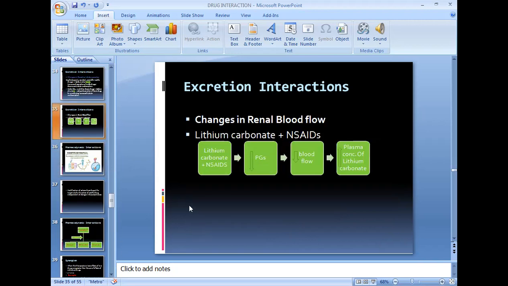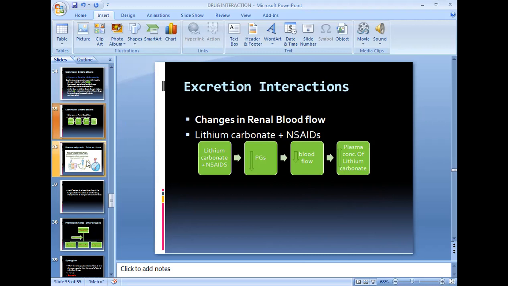Now, there can be changes in renal blood flow, which is also a mechanism of excretion drug interaction, like NSAIDs, non-steroidal anti-inflammatory drugs, causing decreased prostaglandins required for renal blood flow. So there will be decreased renal blood flow, and the drug which is taken with an NSAID will have its plasma concentration increased, which may produce toxicity.